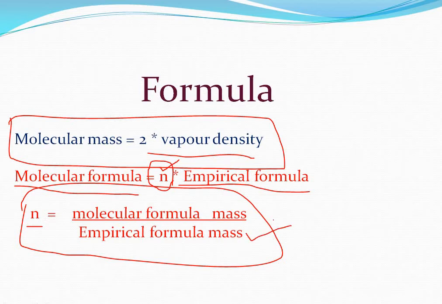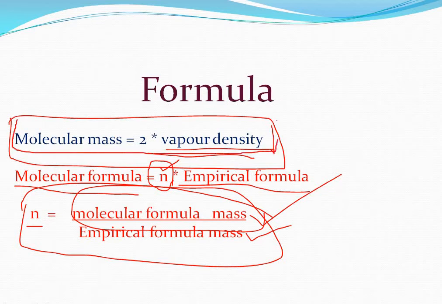To calculate this, you need the molecular formula mass of the compound. Either it is given in your question, or if it is not given, then you need to calculate it either from the atomic masses or from the vapor density. For example, if we give you the vapor density, then you have the formula to calculate molecular mass by the vapor density. It is equal to 2 into vapor density. That molecular mass equals 2 into vapor density. How this formula originates, you study in your class 11, but for now you need to just understand this formula, that molecular mass equals 2 into vapor density.